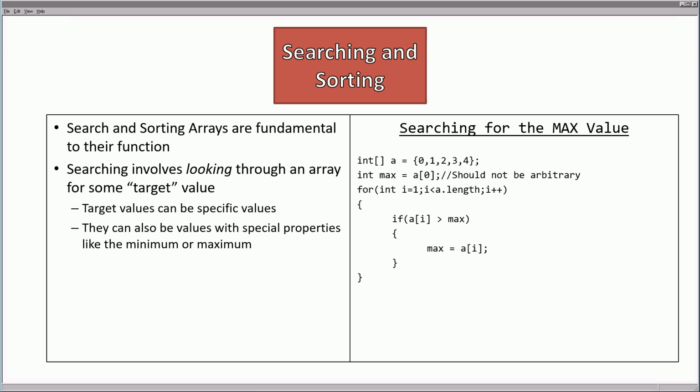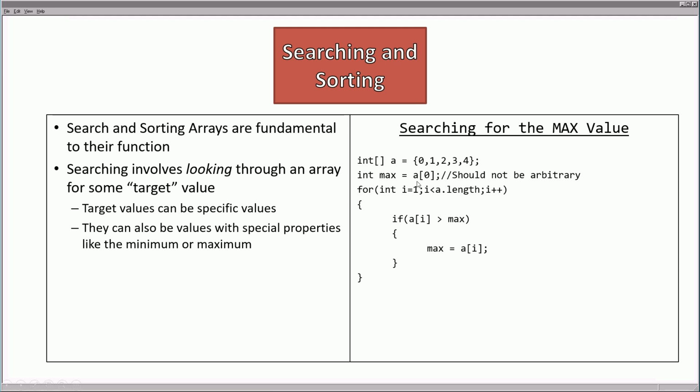Whenever you initially assign something like the minimum or the maximum, you should always make sure that that value is contained inside of the array. By assigning it to A at index 0, we assign it to the first value found in that array. You don't want to arbitrarily assign this value because you might accidentally introduce a value that's not even in the array.